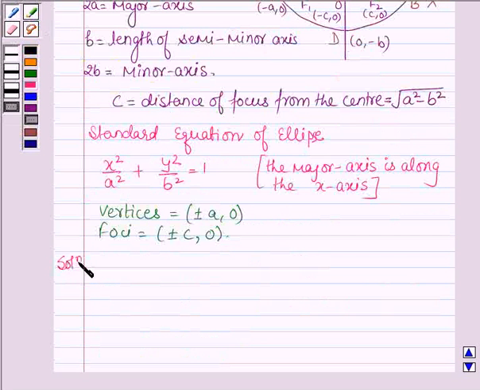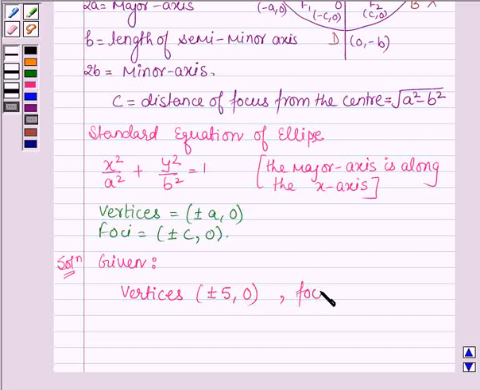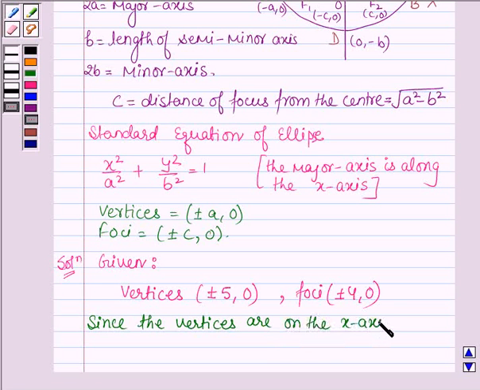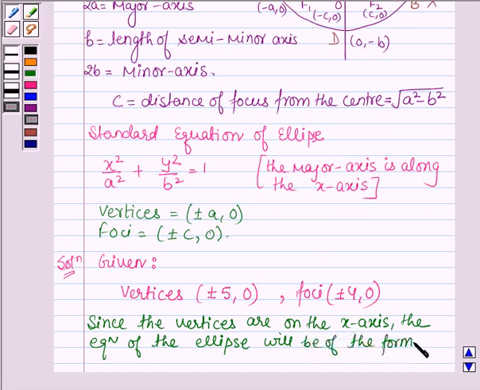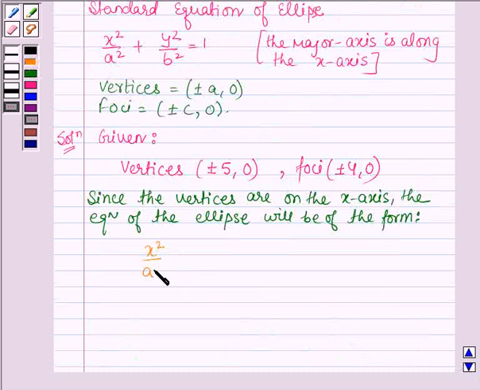Now let's start with the solution. Now here we are given the vertices plus minus 5 comma 0 and the foci plus minus 4 comma 0, and since the vertices are on the x-axis, the equation of the ellipse will be of the form x square upon a square plus y square upon b square is equal to 1, where a is the semi-major axis.